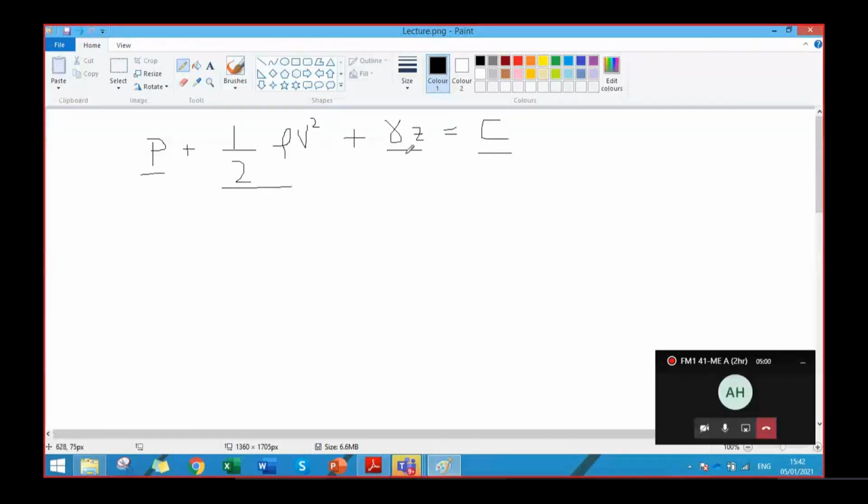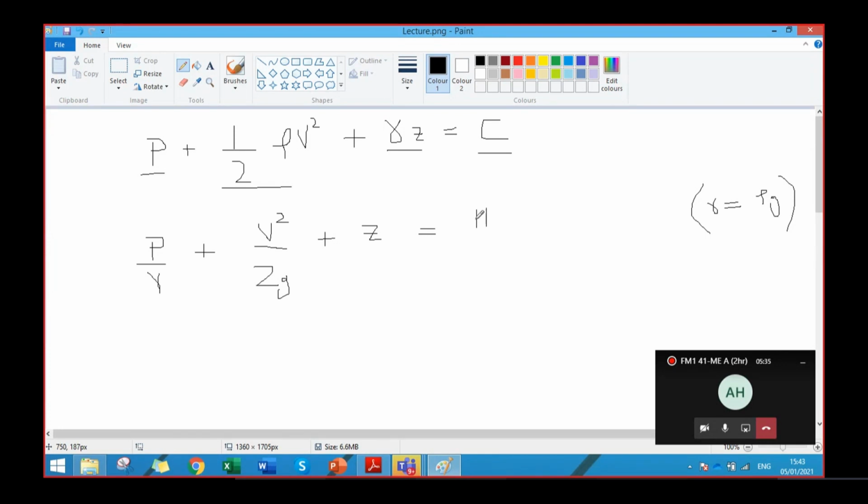If I divide this whole equation by gamma, which is the specific weight of the fluid, I divide P by gamma, and I divide half rho V square by gamma, I will get V square by 2G, because gamma is density times gravity, gamma is rho G. So we have rho in the denominator in the second term, and we are only left with G. So V square by 2G plus, here we have only Z, which is the elevation, equal to capital H.